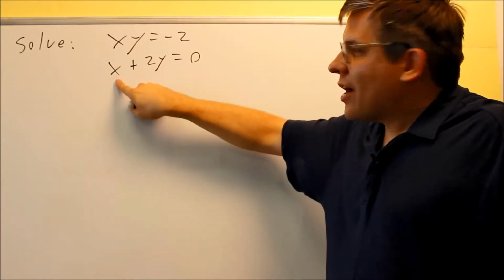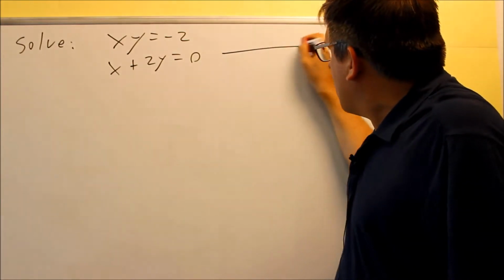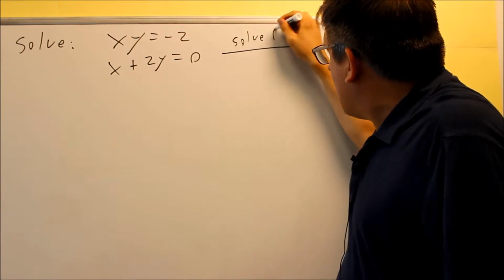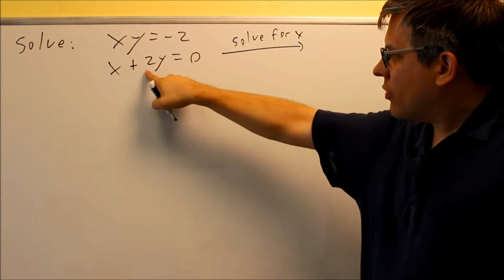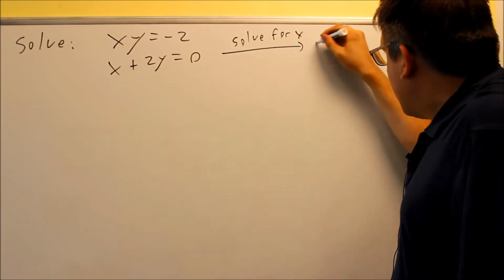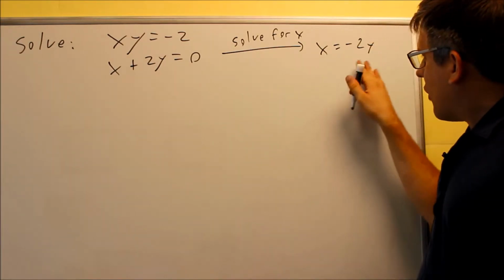And I noticed that there is an x that's by itself here, so that's going to be the easiest to solve for. So what I'm going to do is I'm going to solve for x, because that's the easiest. All I have to do is just move the 2y across the equal sign, and I would get x is equal to -2y. So that would solve that one.